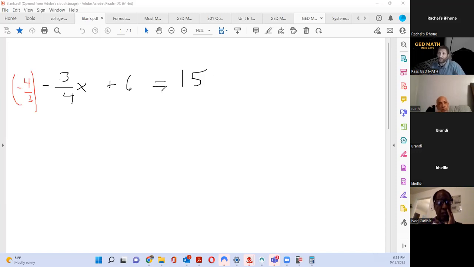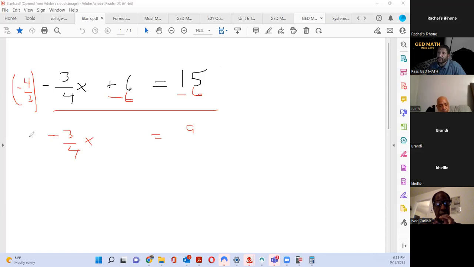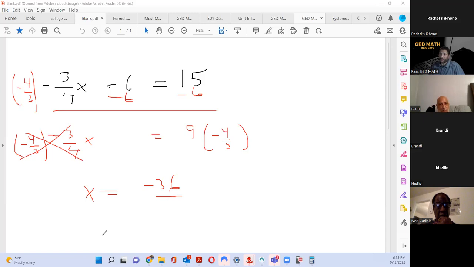Whatever I do to one side, I'm going to do to the other. That's after I subtracted this 6 here. So let me do that first. So we got minus 3/4 x equal 9 multiplied by negative 4/3. Whatever I do to one side, I do to the other. Okay, 4's cancel, 3's cancel. Two negatives make a positive. X equal negative 36 over 3. X equal negative 12. I did a few steps, but did we get the same answer? Yes.